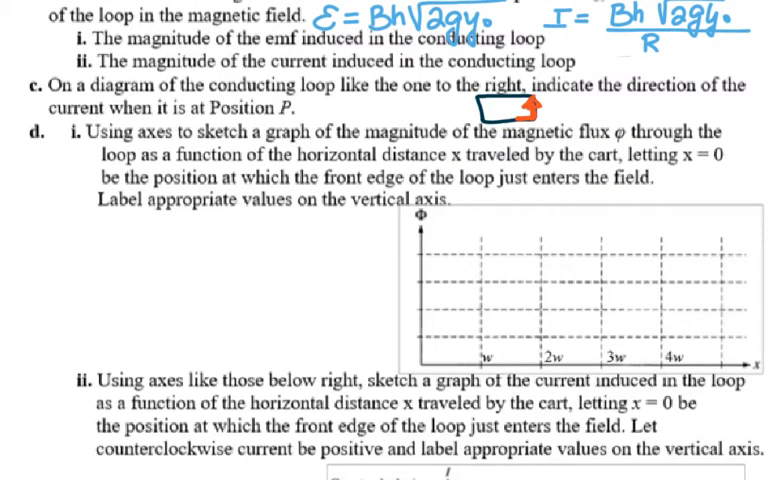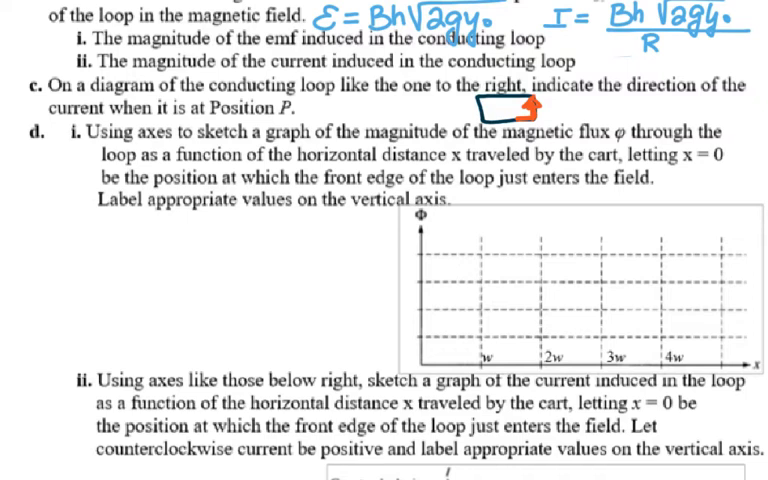And for D, they say, using the axis shown, sketch a graph of the magnitude of the flux through the loop as a function of horizontal distance x traveled by the card. The length x equals x sub-zero is to be the position at which the front edge of the loop just enters the field. Label appropriate values on the vertical axis. So every time they give you graphs and they say vertical axis, you have to calculate what the maximum flux is equal to and plug in that number. If it's the formula, it's the formula.